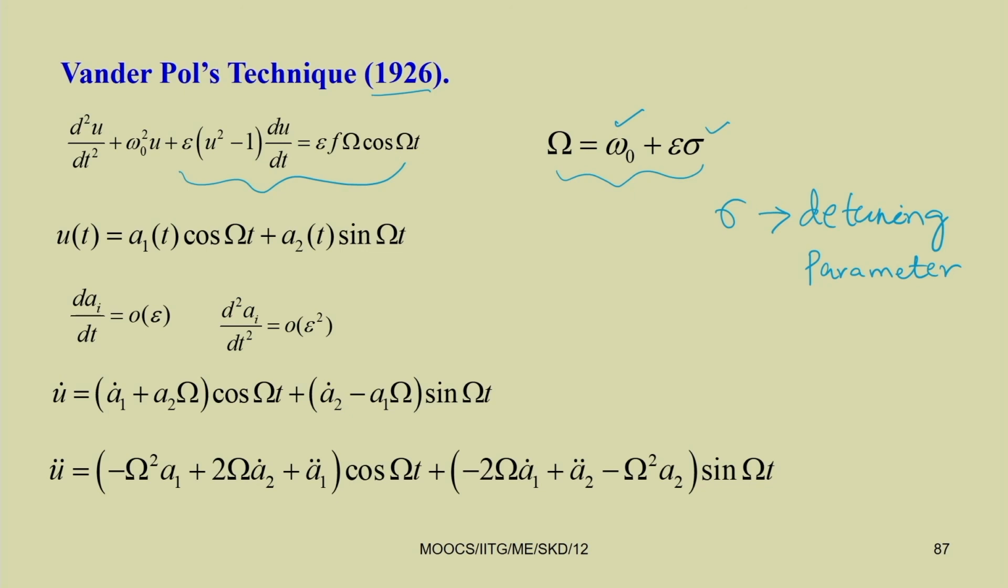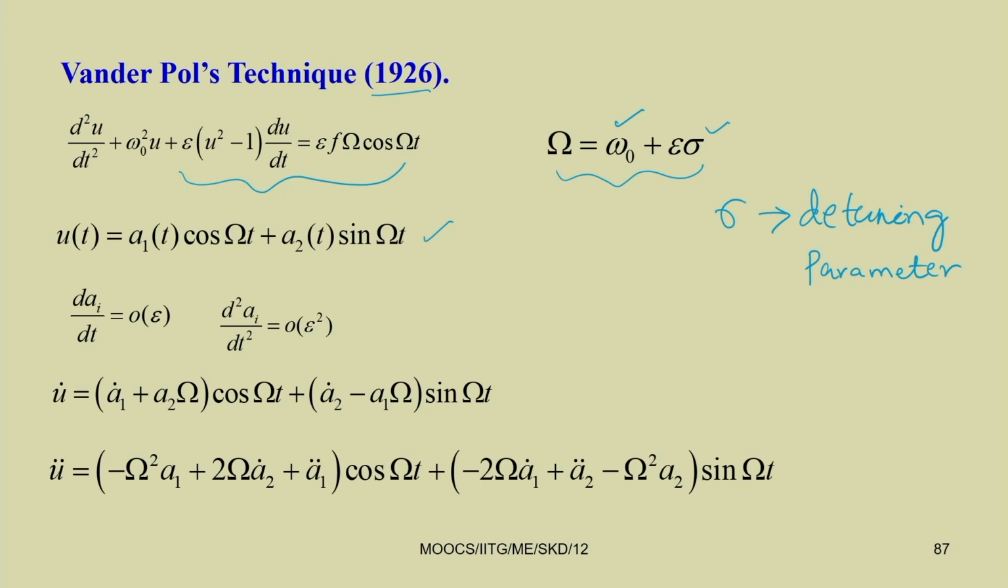So, by substituting epsilon equal to 0, we can write down the solution of u equal to a1 t cos omega t plus a2 t sin omega t. Either one can write it this way, or one can write it as a cos of omega t plus phi also. So, the solution of this equation can be written u1 t equal to a1 cos omega t plus a2 t sin omega t. Here, as I already told you, a1 and a2 are slowly varying functions of time.